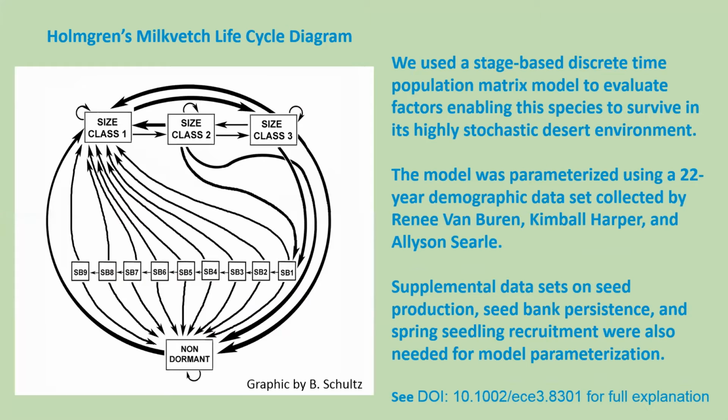So we took all of her data and all of our knowledge of this plant from various other studies on seed production, seed bank persistence, and spring seedling recruitment. We took all that together with this 22-year demographic data set and used a type of PVA called stage-based discrete time population matrix modeling. And our objective wasn't so much just to find out whether it was going to go extinct or not. It was to find out what factors are most important in whether it can survive and which aspects of its life history were most key to its survival.